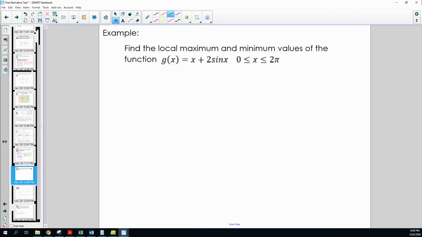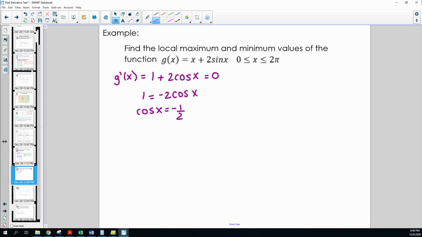Okay, so again, another example, find the local max and min. So first step, as always, is find the derivative. So g prime of x, if I take the derivative of x, I get 1. The derivative of 2 sine x is going to be 2 cosine x. Okay, so I'm going to set this to 0. So I'm going to move this over actually. So 1 equals negative 2 cosine x. So I'm going to divide by negative 2. So cosine x is equal to negative 1/2.